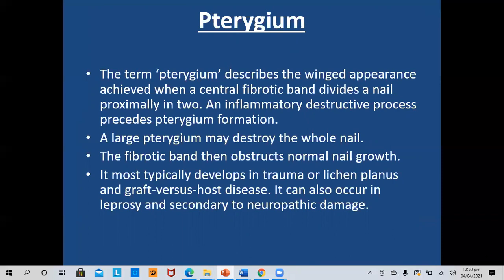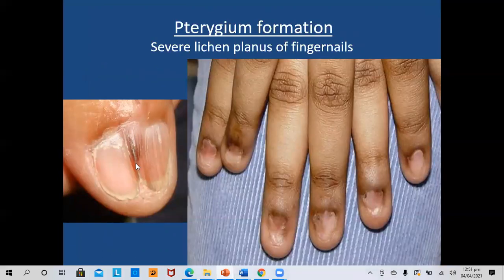Pterygium. The term pterygium describes the wing appearance achieved when a central fibrotic band divides a nail proximally into two. An inflammatory destructive process precedes the pterygium formation. Scarring of the nail bed occurs only when the process is destructive and damages the nail bed. A large pterygium may destroy the whole nail. The fibrotic band obstructs normal nail growth. Most typically, it occurs in lichen planus and graft versus host disease. It is also seen in leprosy and secondary to neuropathic damage. You see this scarred portion dividing the nail, and in these fingers you can see only the nail scarring as the nail plate is completely lost.